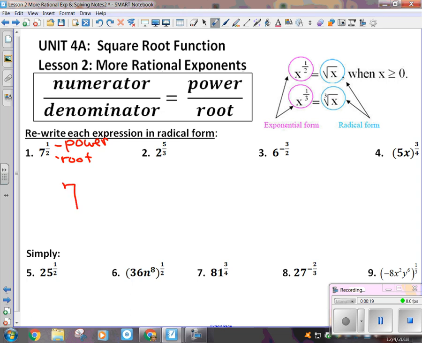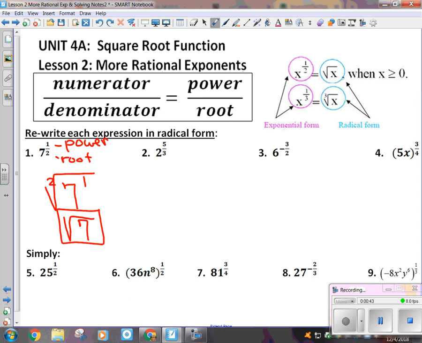So I'm going to have 7 to the first power, and I'm going to take the second root. Now most people don't say second root, they say square root. So that's the same thing as just the square root of 7, simple and easy. But if I put the 1 and the 2 that are understood to be there, that's what it would look like. So you can write it either way, same thing.